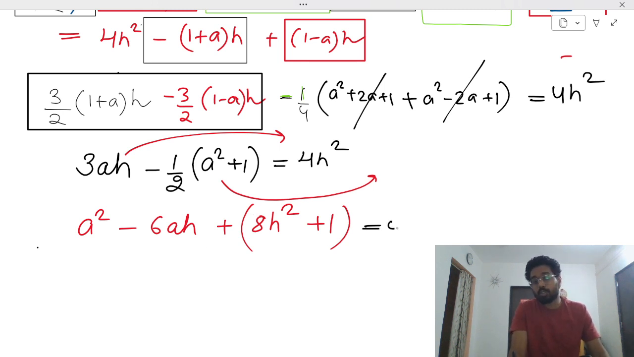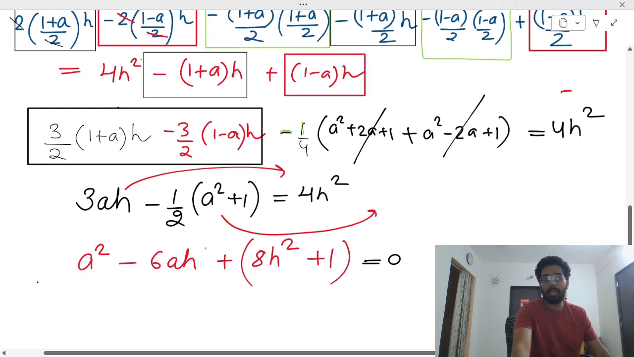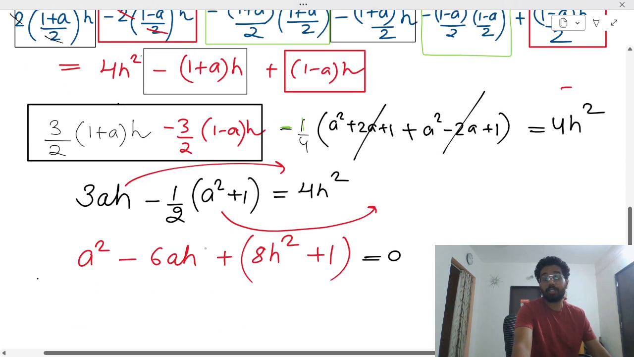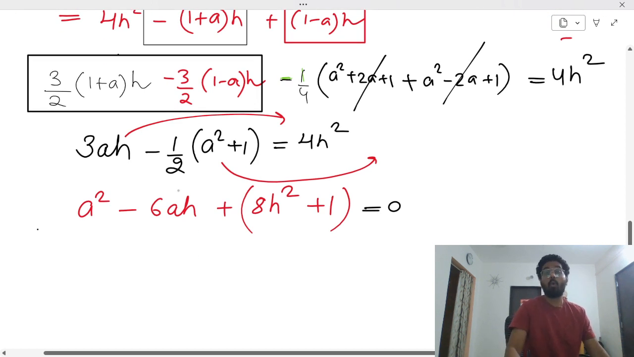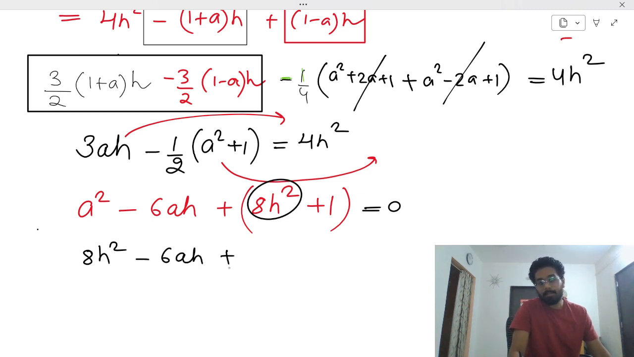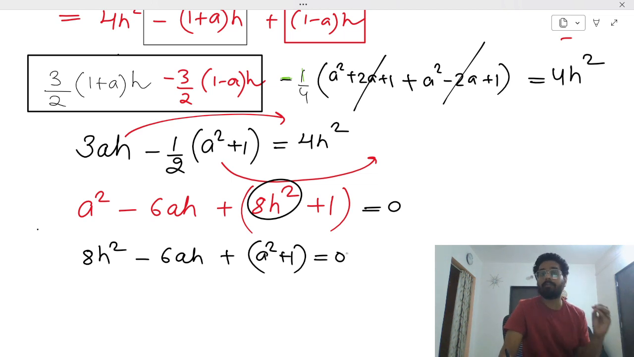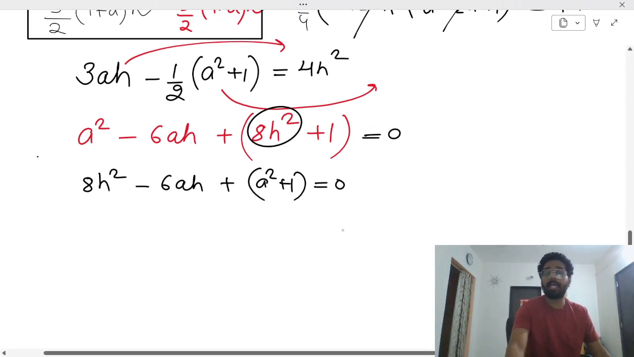Now, this is equal to 0. After this, you have to understand the value of a needs to be positive. Now, I am going to solve this equation. I'm going to write this equation not for a square, but for h square. So instead of writing this way, I'm going to write down 8h square, taking this as the main one, and minus 6ah plus a square plus 1. There is a reason behind it. Why? Because this equation is in the quadratic form of h, and it means it must have some real value of h, isn't it?